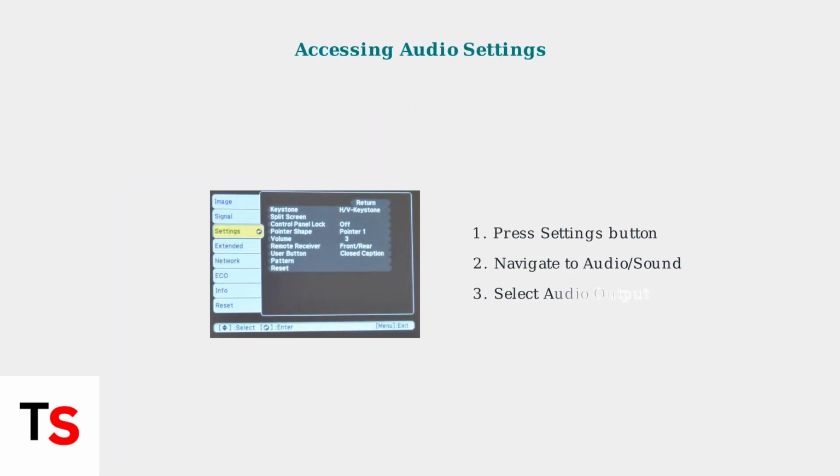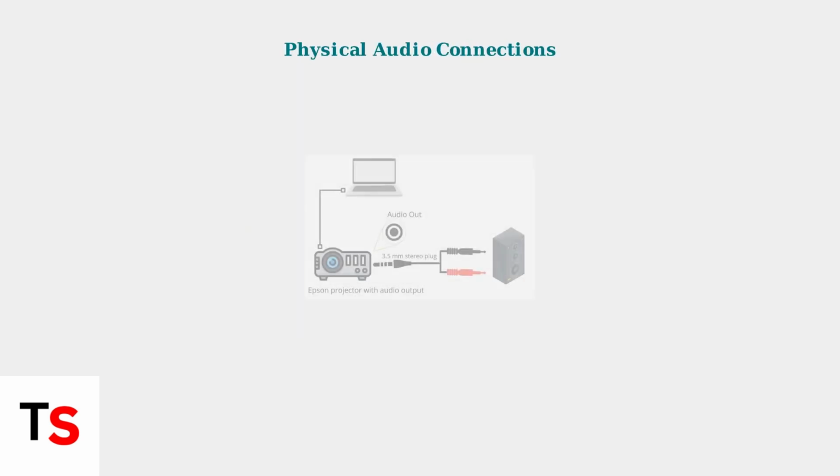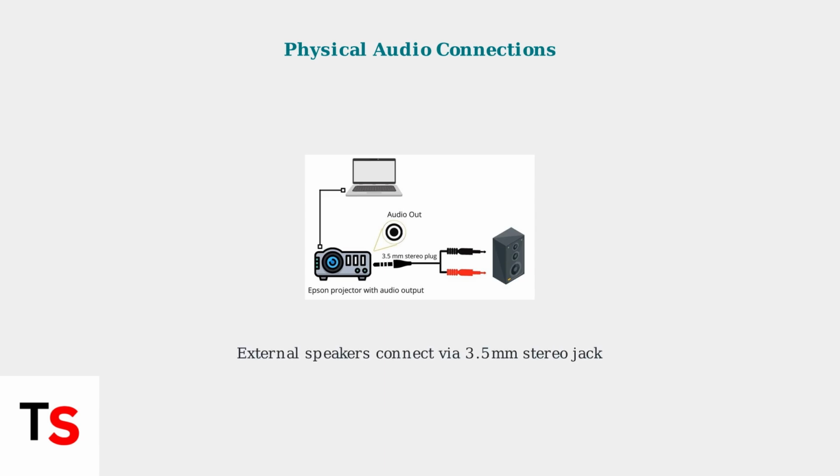To configure your projector's audio output, press the Settings button on your projector or remote control. Navigate to the Audio or Sound menu, where you'll find the Audio Output Selection option. For external speakers, you'll typically use a stereo mini jack connection. This 3.5mm audio cable connects from the projector's audio output port to your external speakers or sound system.